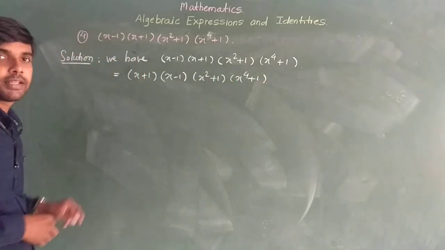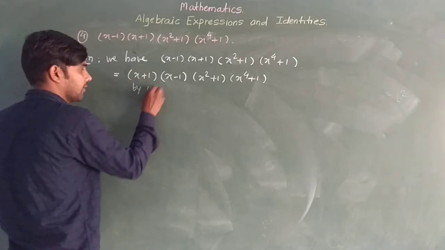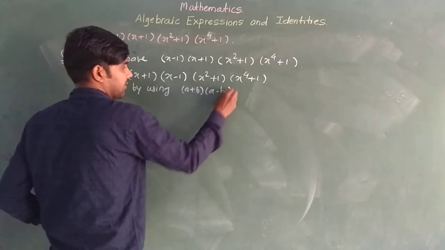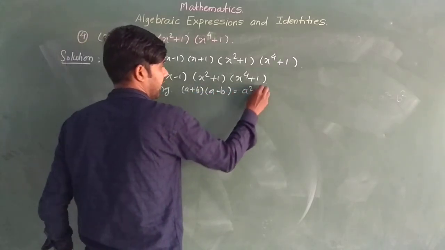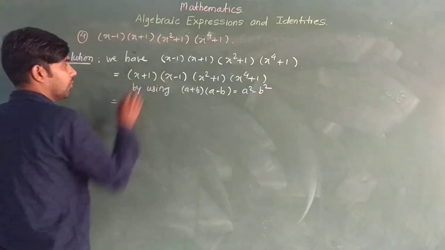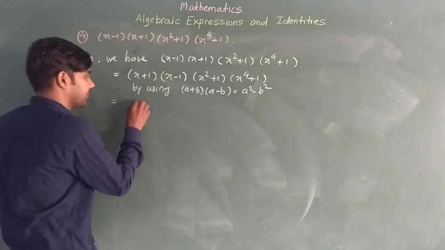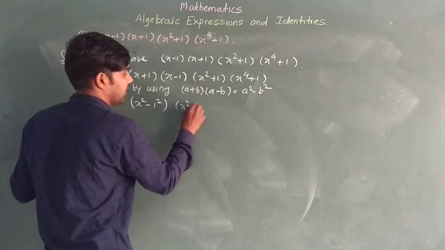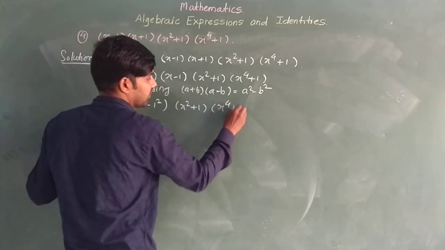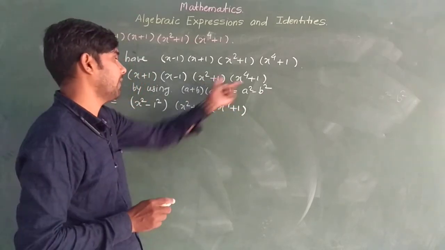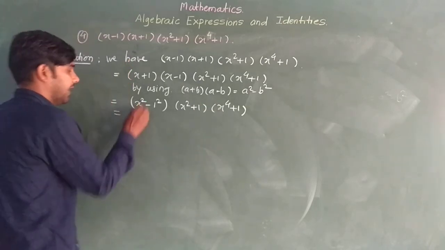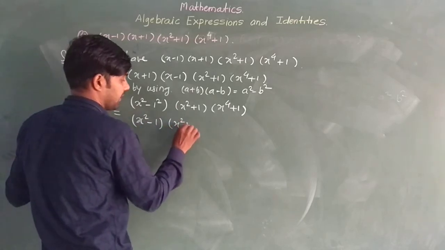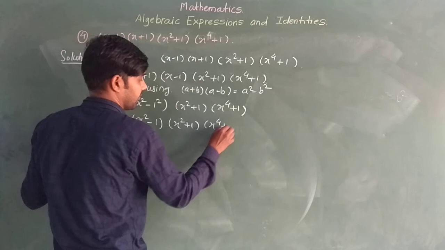So by using the third identity, that is (a plus b)(a minus b) is equal to a square minus b square, this is equal to (x plus 1)(x minus 1), that is x square minus 1 square, with x square plus 1 as it is and x raised to 4 plus 1 as it is, that is the third term and fourth term as it is. So x square minus 1 square is 1, third term x square plus 1, last term x raised to 4 plus 1.